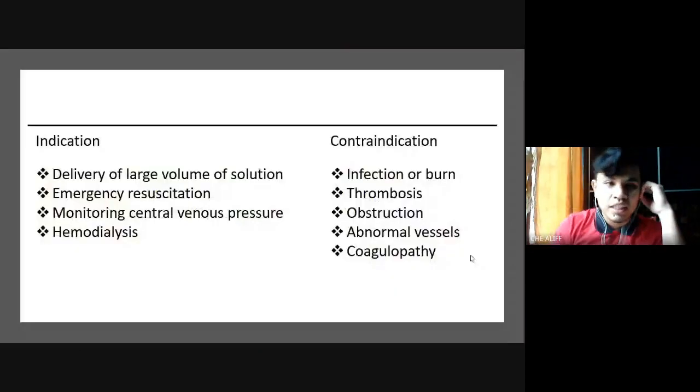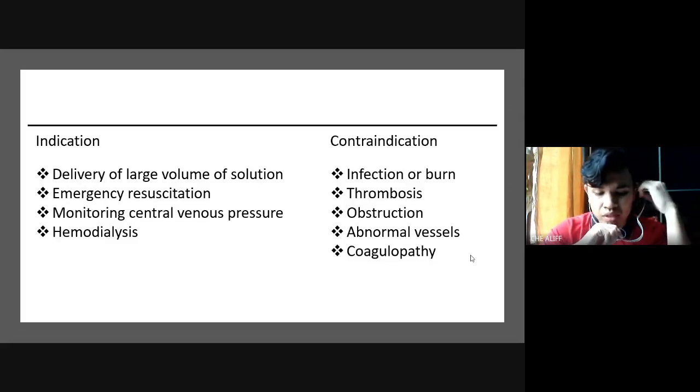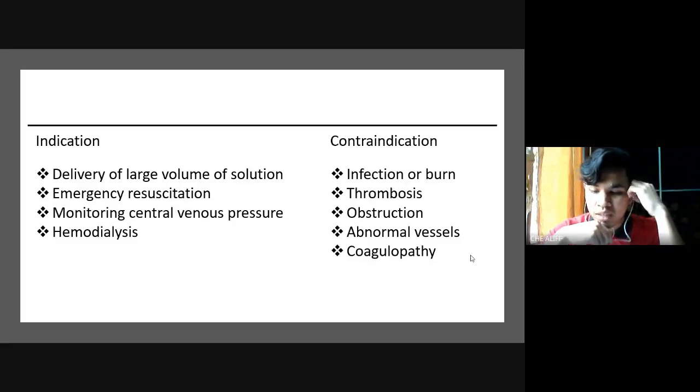So we start with the indications. Basically for the central line, because we use large veins, it is indicated for the delivery of large volumes of solutions, for example blood products, drugs, TPN, and also chemotherapy. Because it has immediate access, it can be used as soon as we place it. So it is a good choice for urgent or emergency resuscitation, and also for hemodialysis.